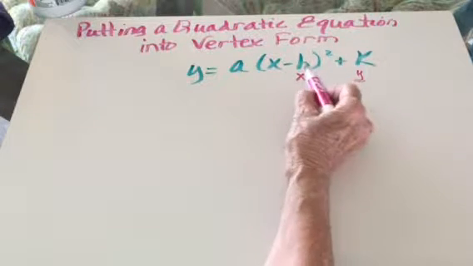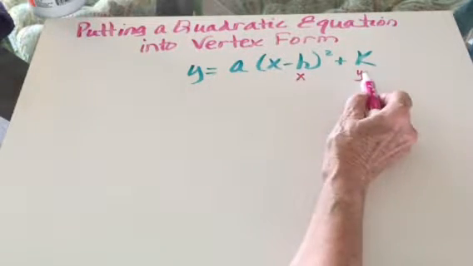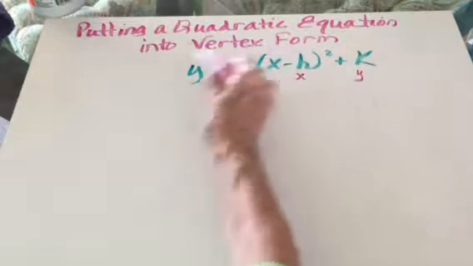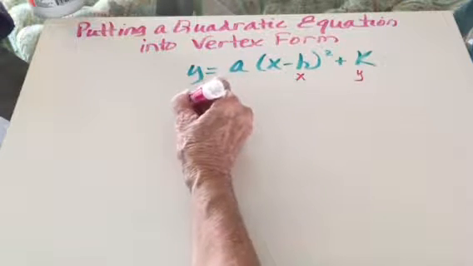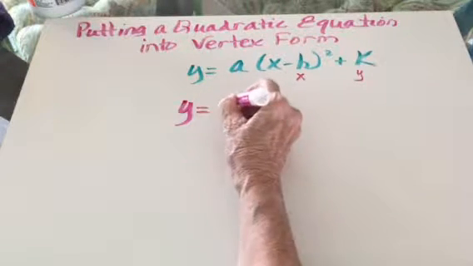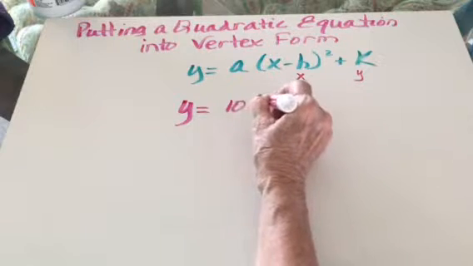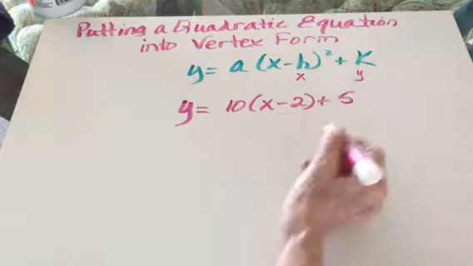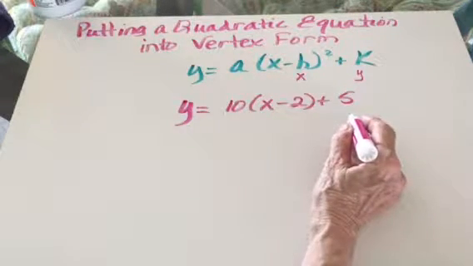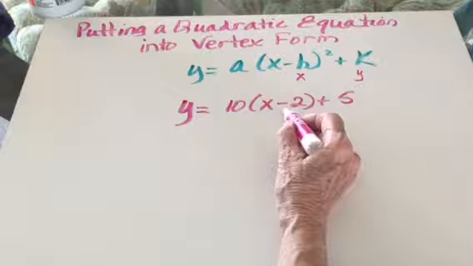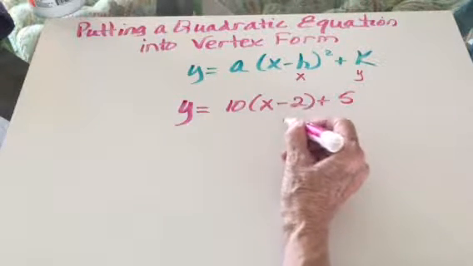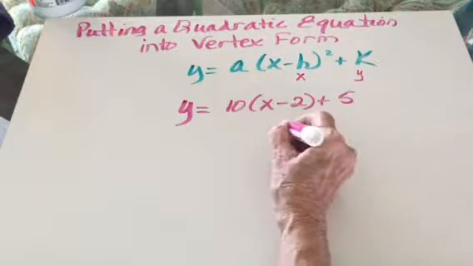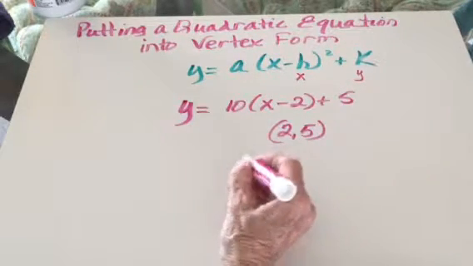So what we're saying is this is the x, this is the y, and this is the vertex. Whatever we come up with here is going to be the vertex. So let me give you an example. If I say to you y equals 10(x minus 2) plus 5, the vertex of that is, when I take this out of parentheses, this turns into positive 2, and this stays the same. The vertex is 2, 5.